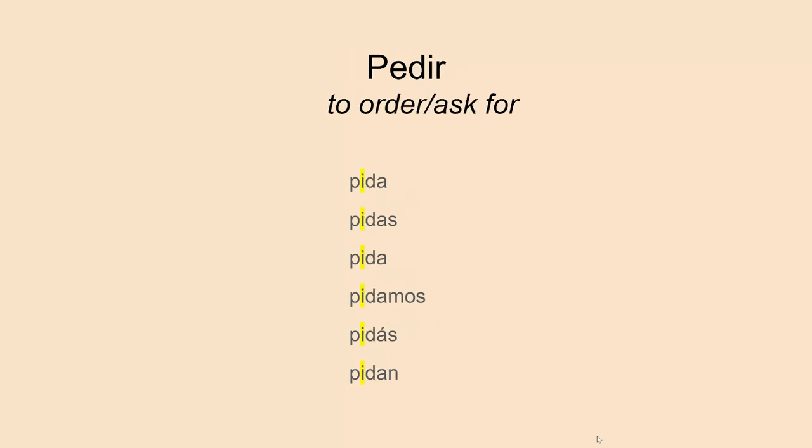Pedir, to order or ask for, is a one-letter stem changer. It's E to I. So then I just leave the I for the whole chart. Pida, pidas, pida, pidamos, pidáis, pidan.